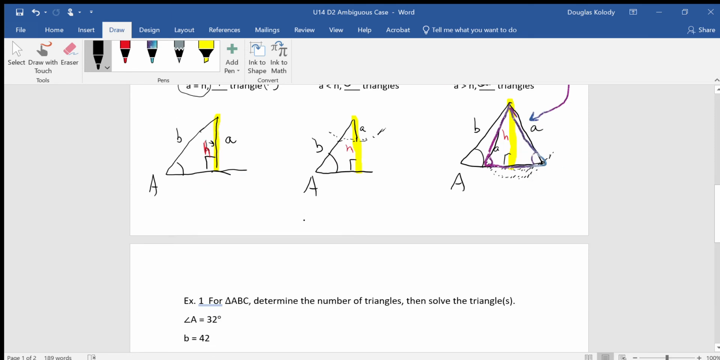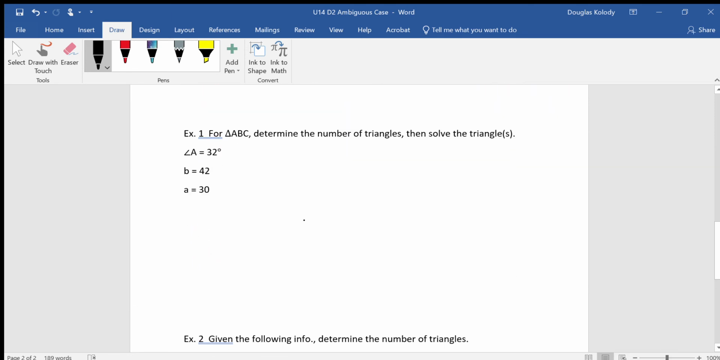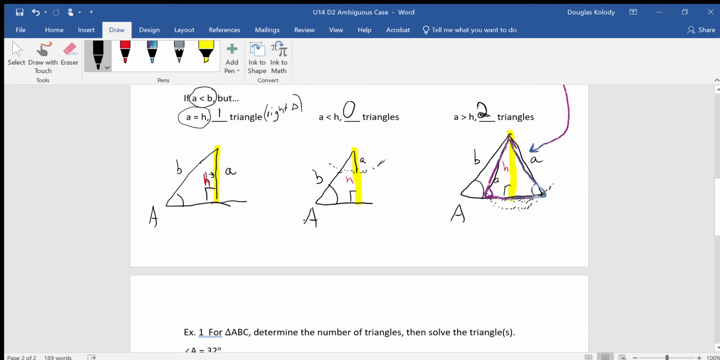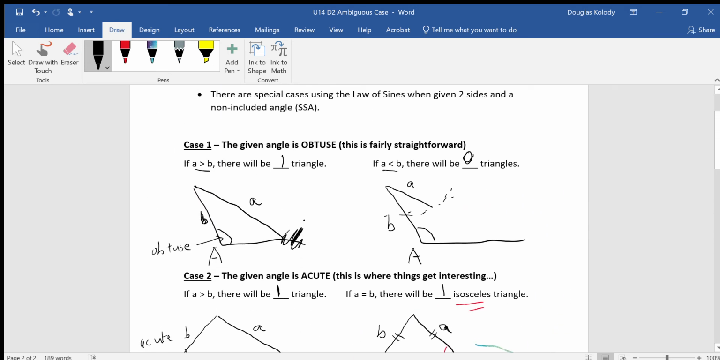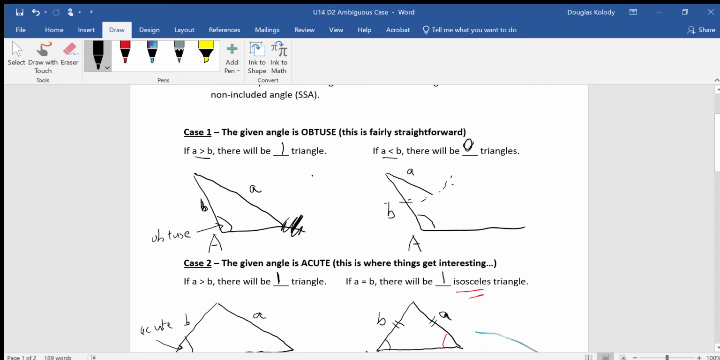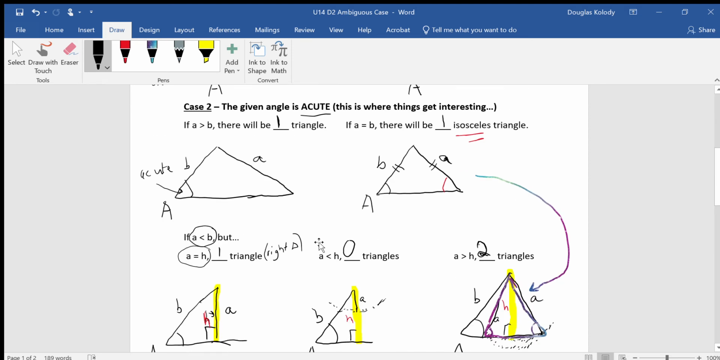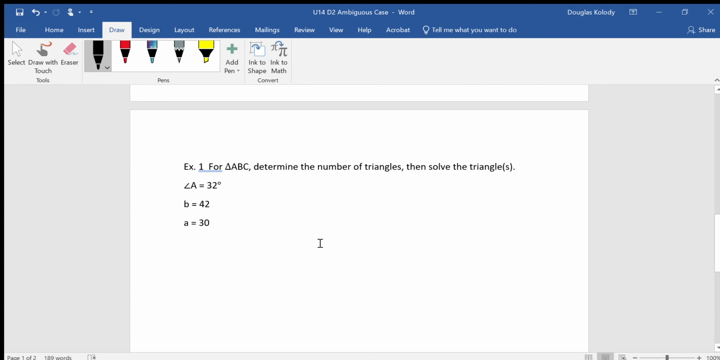Let's do it. For triangle ABC, determine the number of triangles, then solve the triangle. So the first thing I'm going to do is determine whether it's case 1 or case 2. Case 1 is an obtuse angle. Case 2 is when the angle is acute. So let's get to it. First off, this angle right here is an acute angle. Immediately, this is case 2.